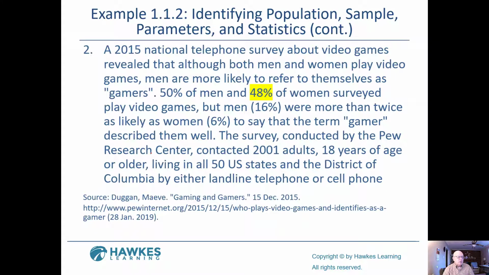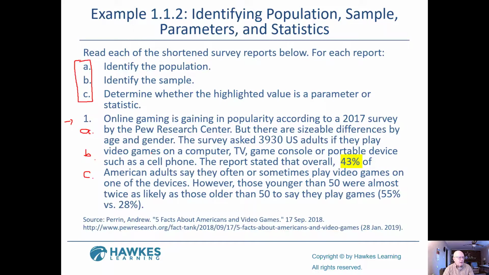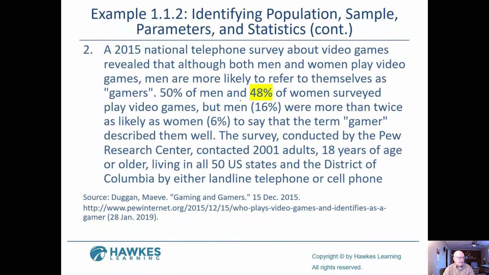Number 2. Same deal. You're going to find the population, the sample, and whether the highlighted value is a parameter or a statistic. So read that, put your 3 answers down. When you've got those down, move ahead.